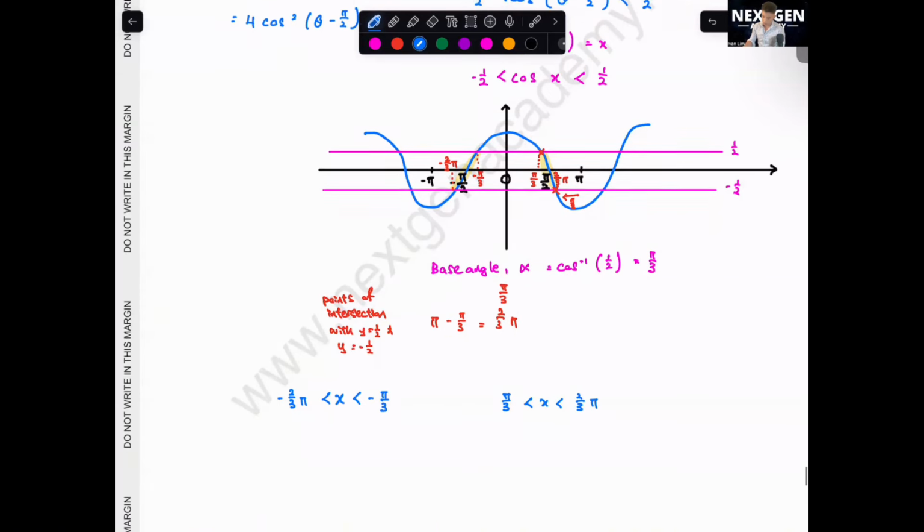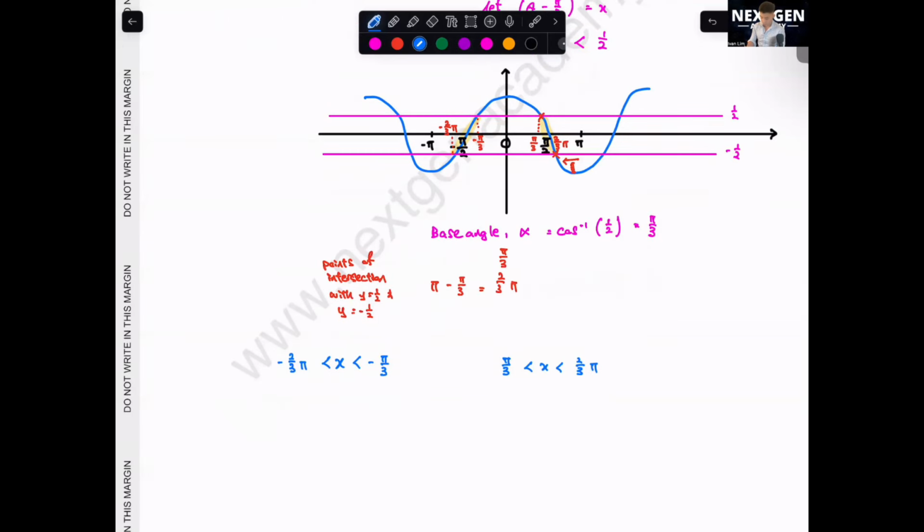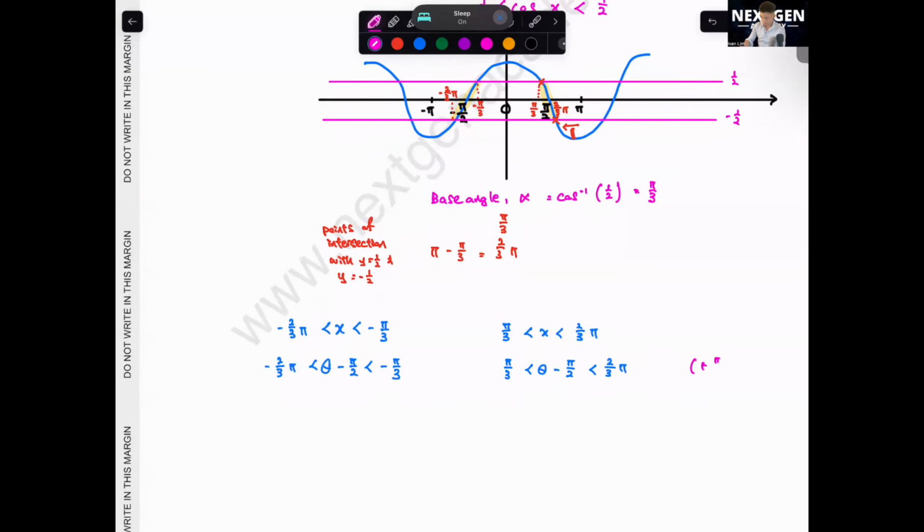We convert it back to theta minus pi over 2. Theta minus pi over 2, which is from this value here, pi over 3, theta minus pi over 2, 2 over 3 pi. Then for both the equations, I want you all to add pi over 2, everything plus pi over 2, to find theta. This will be negative pi over 6 to pi over 6. Over here will be 5 over 6 pi to 7 over 6 pi.